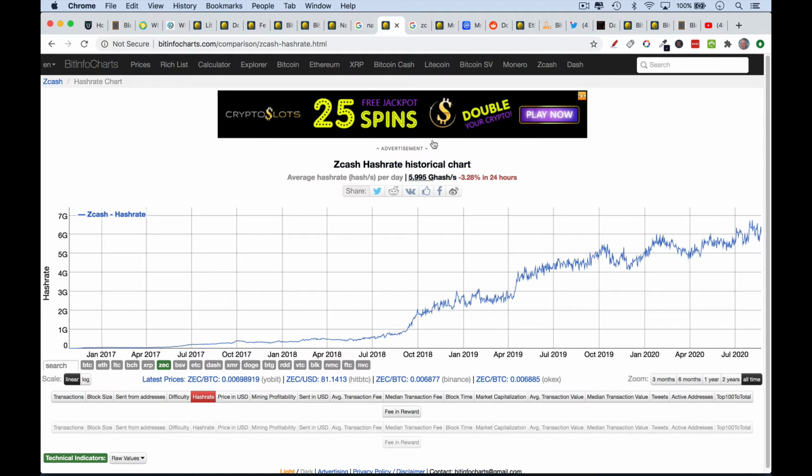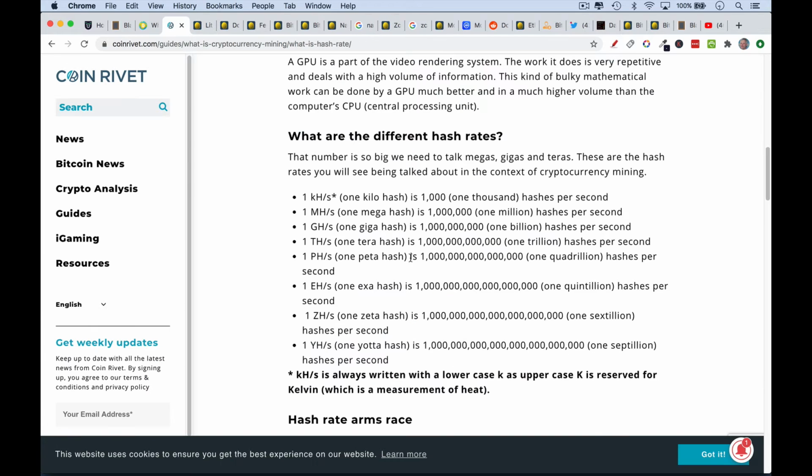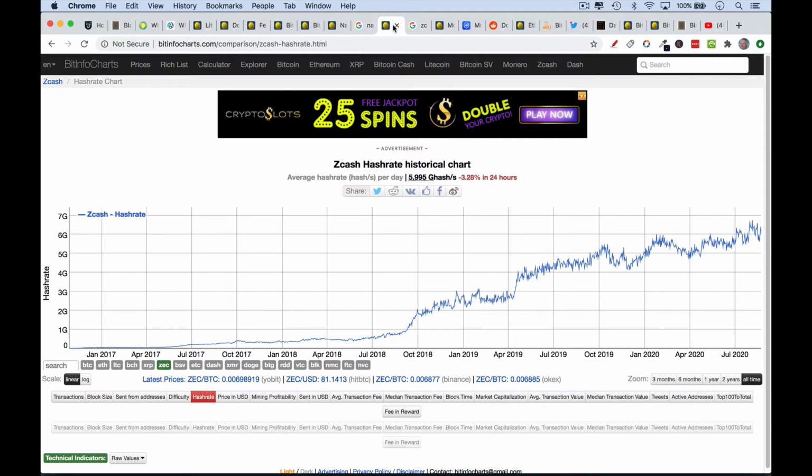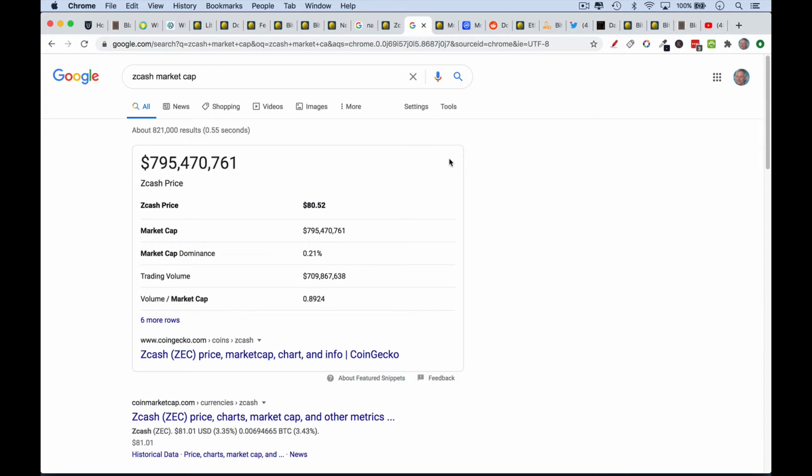Next, we move on to Zcash. Zcash seems to have a good upward sloping hash rate. It's a little bit lower, at 5.99 gigahashes. And so it's actually quite a bit below where we'd like to see it, which is exahash, which means that it's not nearly as secure as some of the higher hash rate coins. If we Google Zcash market cap, almost 800 million, which is certainly an improvement over Namecoin.